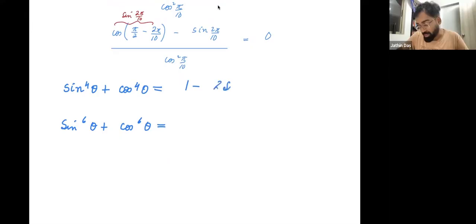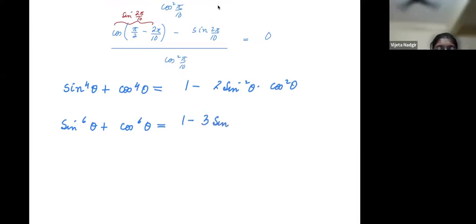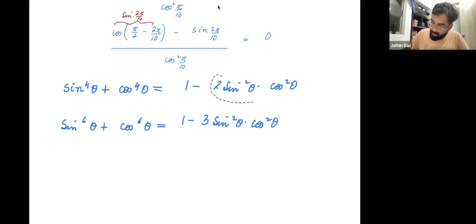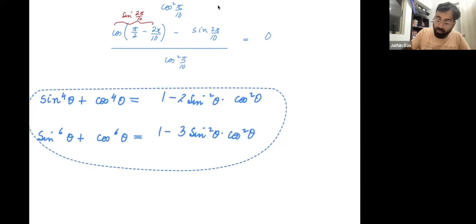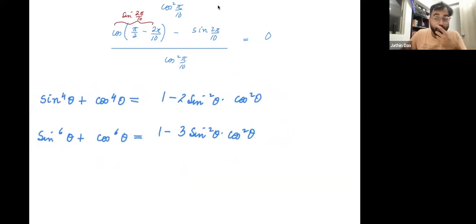2 plus 2. 1 minus 2 sin square cos square theta. Here 1 minus 3 sin square cos square theta. Okay. So basically, what I'm going to tell you now, you don't need to learn by heart, but you need to identify the method to reach there. Within 2 seconds, you can reach.